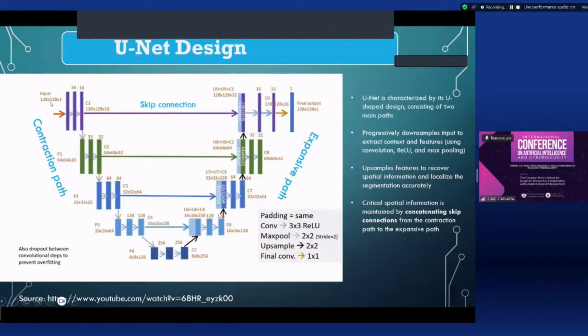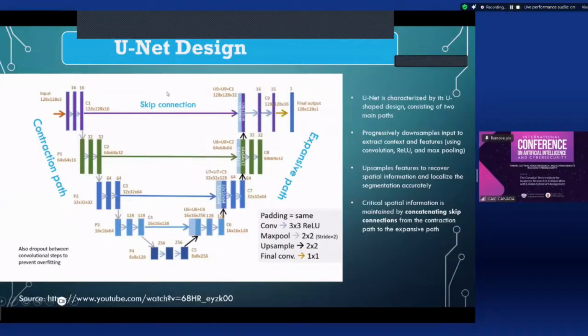Here you can specify the size you want. It can be mostly 128 by 128 or 256 by 256. And then it decreases downwards through the contraction path, which is this one, up to the base, and after the base going upward, the expansive path, you start increasing the image size again.